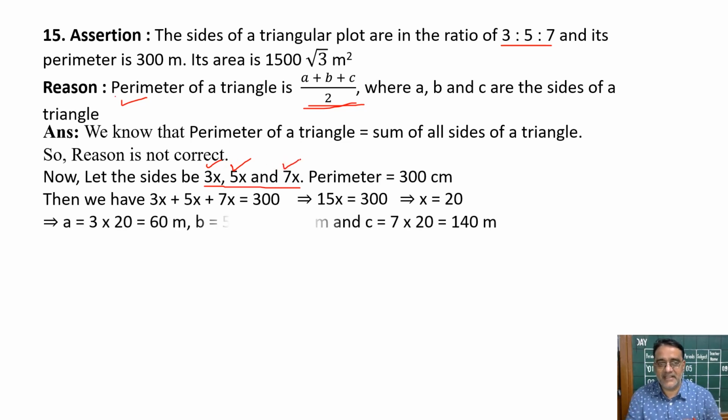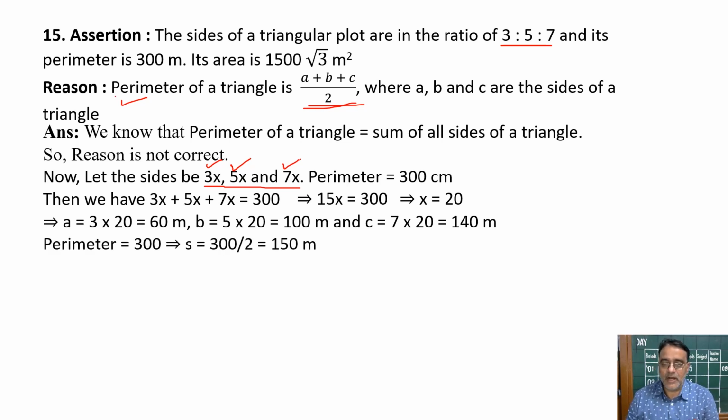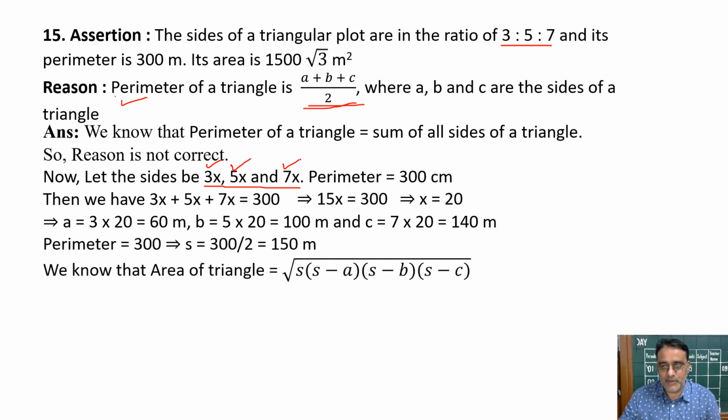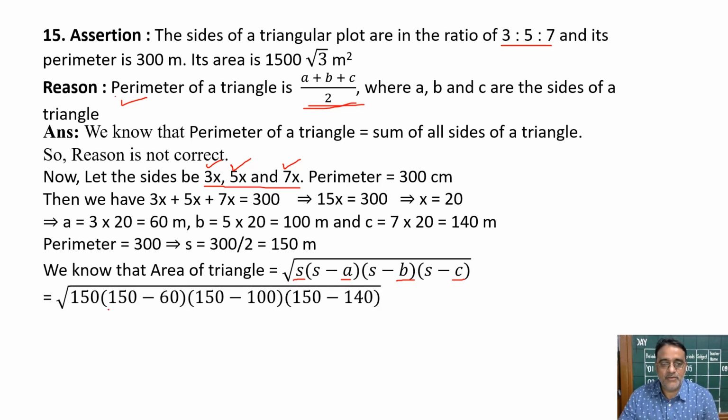Let us take the same as A, B, C. Right. Now perimeter is given 300. So what is the semi-perimeter? 150, right. So now we know that the area of triangle is given by this formula, Heron's formula. So in this formula we will substitute the value of S, A, B and C. S is 150, A is 60, B is 100 and C is 140. So 150 minus 60 is 90, 150 minus 100 is 50, 150 minus 140 is 10.